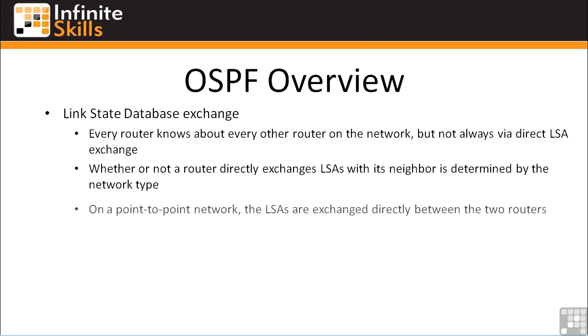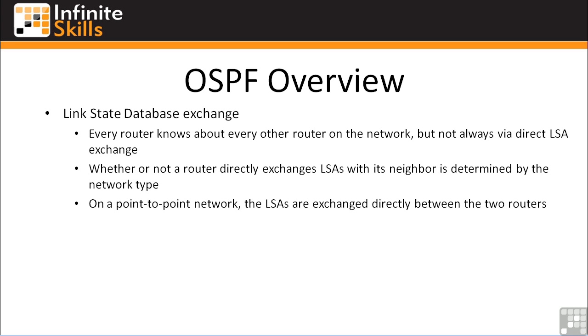Now, obviously, on a point-to-point network, there's only two points on that network, hence the term point-to-point, and the LSAs are exchanged directly between the two routers. You'll see this most commonly on serial links, but also if you have an MPLS connection, you can tell the OSPF routers on both ends of that connection that, hey, this is a point-to-point network, even though it doesn't look like one, and so you just exchange routes directly.